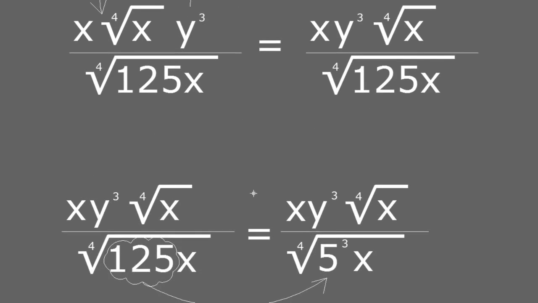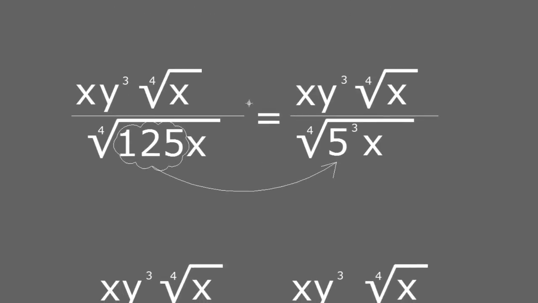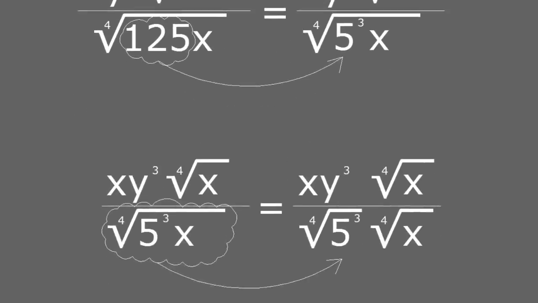Now I am going to work on the denominator. 125 is the same thing as 5 cubed. 5 times 5 is 25, multiplied by 5 again, it is 125. So now I have 5 cubed on the denominator. And now I can separate that root also. The fourth root of 5 cubed times x is the same thing as the fourth root of 5 cubed multiplied by the fourth root of x.